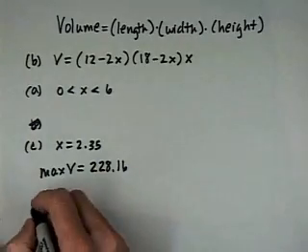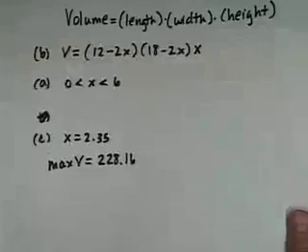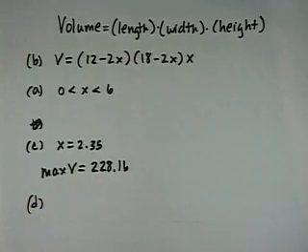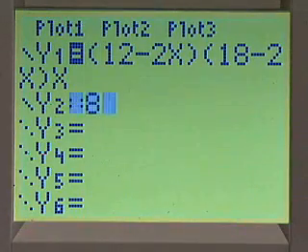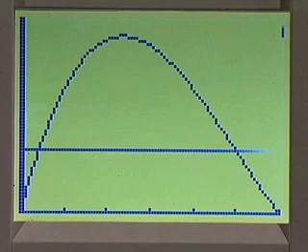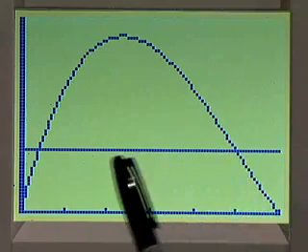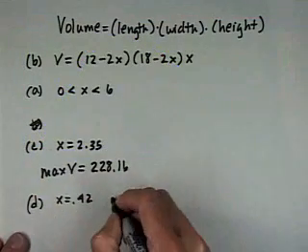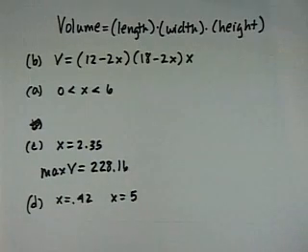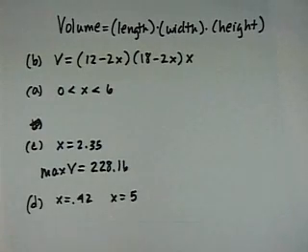The final question that we were asked was, for what x values will the volume be greater than 80? Again, we can use our graphing calculator. As a second function, I'm going to put the function 80 and push graph. If I find those two x values, this one and this one, for any x in between those, the volume is greater than 80. I found them ahead of time. They are x equal 0.42 and x equal 5. As long as x is in between these two values, the volume is greater than 80.